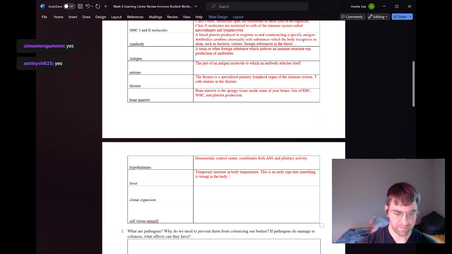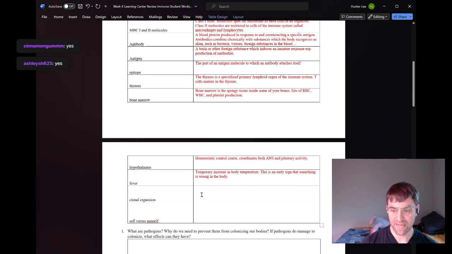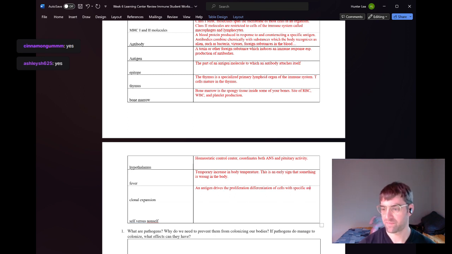Clonal expansion is when an antigen drives the proliferation and differentiation of cells with specific antigen receptors. An antigen drives the proliferation, so making more of them, and differentiation, specialization of cells with specific antigen receptors.